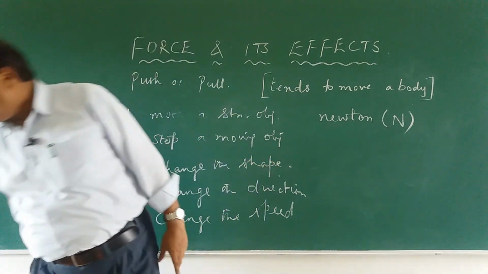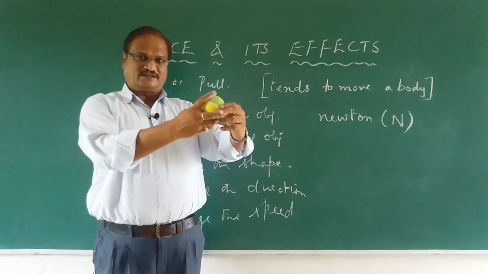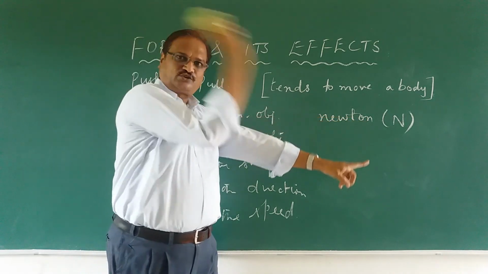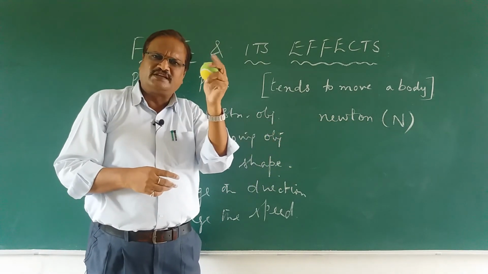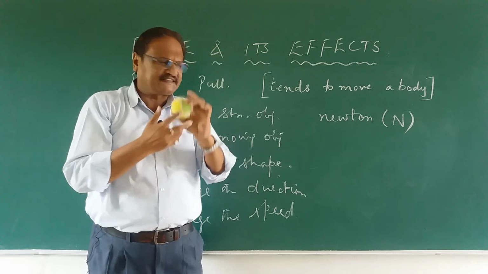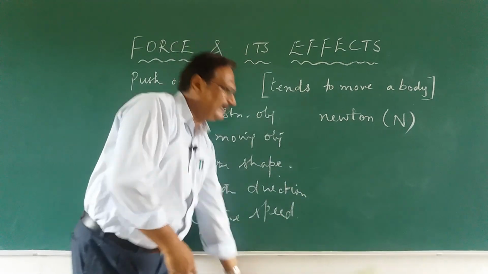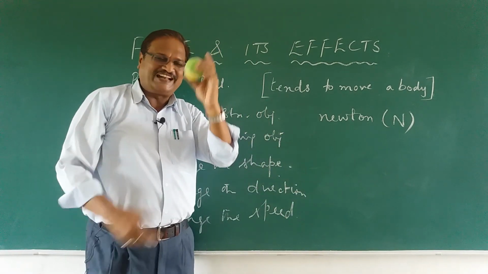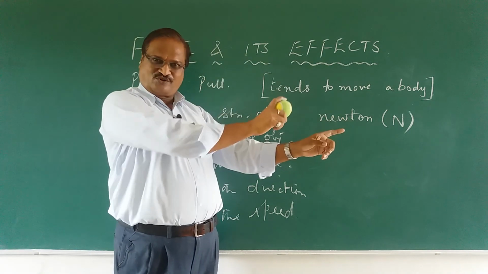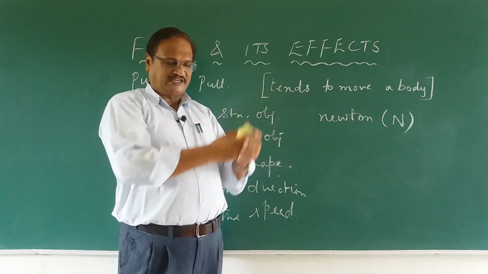Sometimes the force applied will not be able to move the body. For example, I take this ball and I throw it, because this is a small body. This body does not have heaviness. So I throw this ball and it comes back to me, right? This is applying force and speed, and the body comes back.